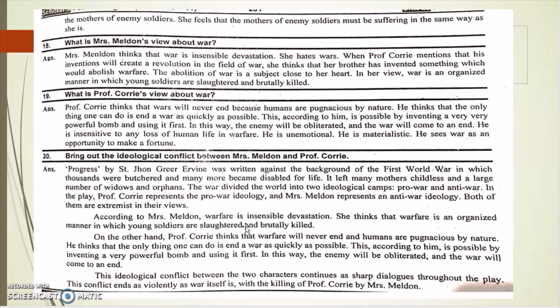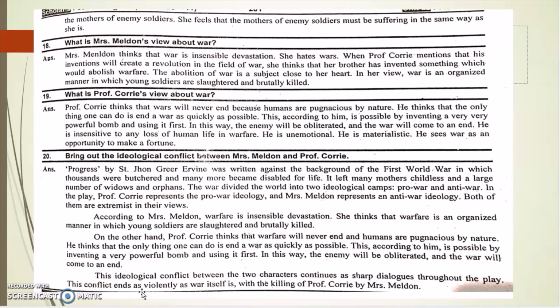According to Mrs. Meldon, warfare is insensible devastation. She thinks that war is an organized manner in which young soldiers are slaughtered and brutally killed. On the other hand, Professor Corey thinks that warfare will never end, and humans are pugnacious by nature. He thinks that the only thing one can do is end a war as quickly as possible. This, according to him, is possible by inventing a very powerful bomb and using it first. In this way, the enemy will be obliterated and the war will come to an end. This ideological conflict between the two characters continues as sharp dialogues throughout the play.